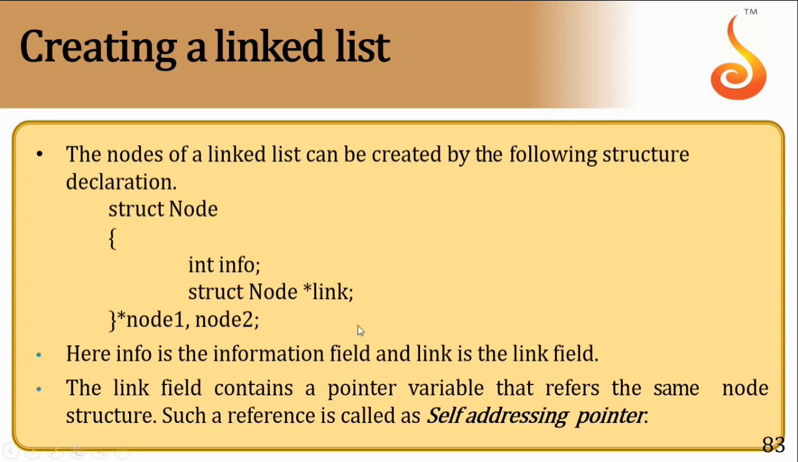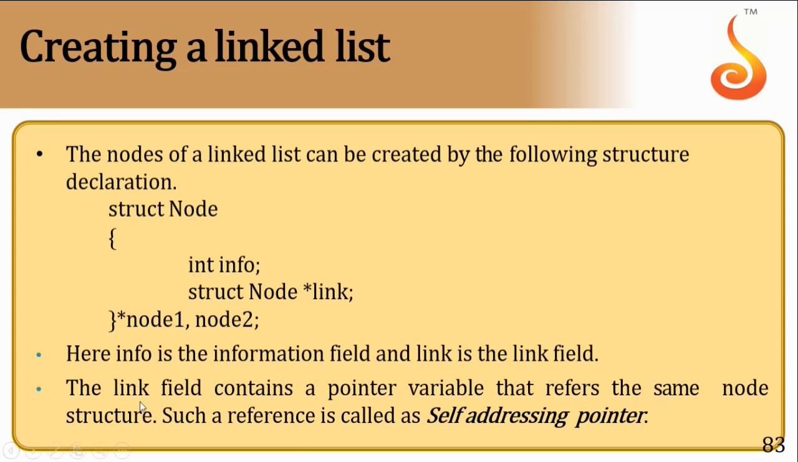This link part: whenever you create a node, ask the user to enter the information part, take it into the information part, and then make the link part null. That is the first step when you create a node. Okay, and this is the structure of the node. You can decide the structure of the node, like what type of data you want to have in the information part, and the link part would always point to the next node. There would be no change in that, but the information part you can have whatever type of data you want. That is, you need to declare it.